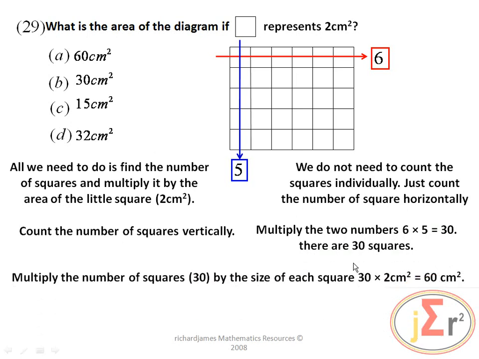Multiply the number of squares, which is 30 squares, by the size of each square. The size of each square is 2 centimeters squared. So 30 multiplied by 2 centimeters squared, 30 times 2 is 60. The answer is 60 centimeters squared. And this is option A.